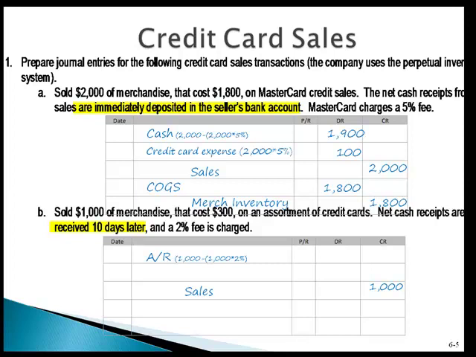So we're going to go ahead and record it to accounts receivable, not for the full $1,000, but the $1,000 less the 2% transaction fee. So $980. Where does that credit card fee go? It's just an expense, credit card expense, 1,000 times 2%. I'm sorry, that should be a $20 fee, not $200. Okay, we still have to record cost of goods sold and merchandise inventory for the lesser amount.